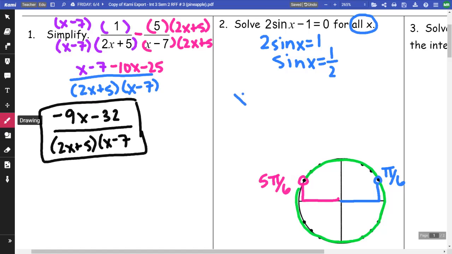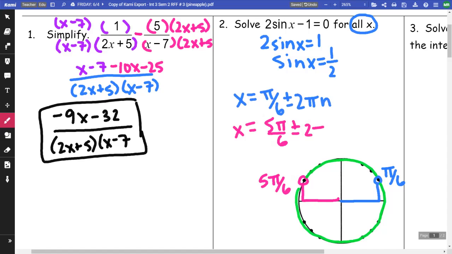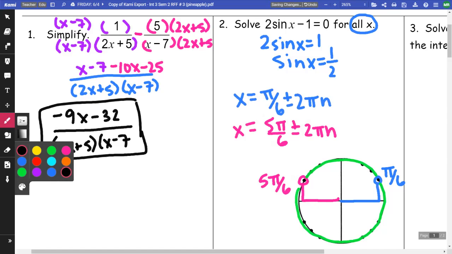So we're going to have two sets of answers here. One is going to be pi/6 plus or minus 2 pi n. The other is going to be 5pi/6 plus or minus 2 pi n. And those are our answers.